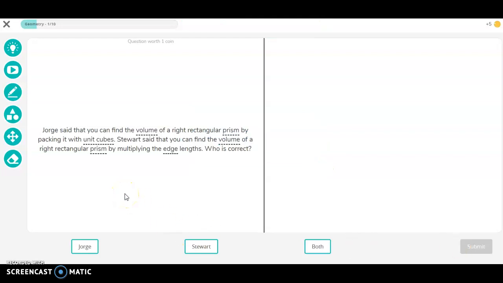George said that you can find the volume of a right rectangular prism by packing it with unit cubes, and Stuart said that you can find the volume of a right rectangular prism by multiplying edge lengths. Again, if you're packing it with unit cubes, it will work. It's a great way to figure out the volume of something, and you can still figure out the volume by measuring those lengths and multiplying them. They're both correct.